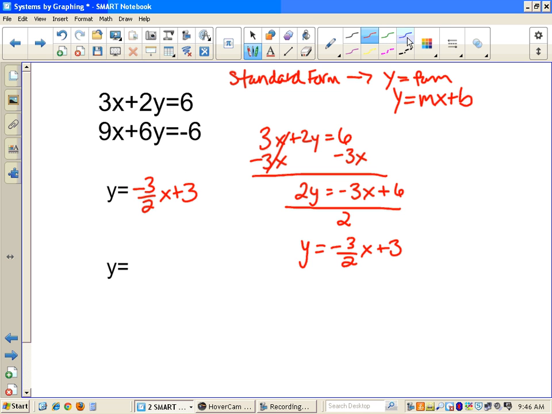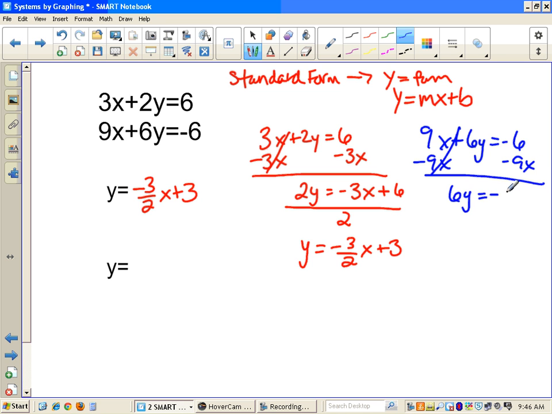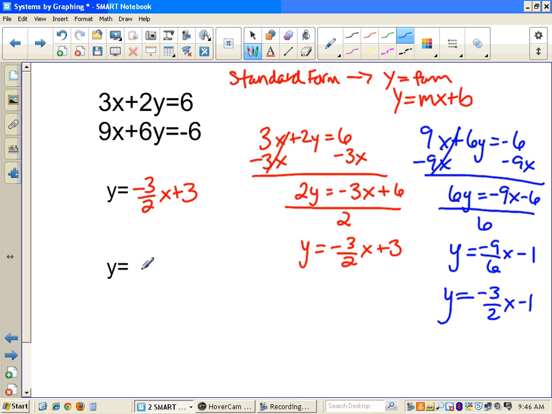I'll use a different color for the second equation. We have 9x plus 6y is equal to negative 6. Subtract 9x from both sides. 6y is equal to negative 9x minus 6. Divide everything by 6, so that y equals negative 9 divided by 6. We'll simplify that in a minute. Negative 6 divided by 6 is negative 1. Well, 9, 6, 3 goes into both of those evenly, so that's going to be negative 3 halves x minus 1. Negative 3 halves x minus 1.